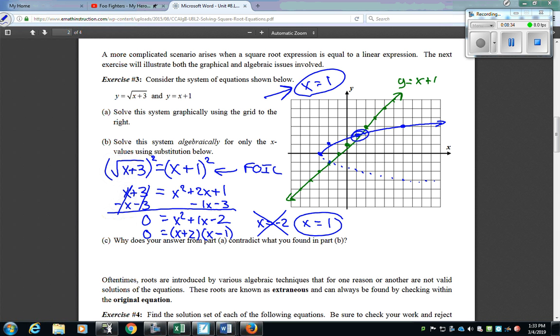So if you do see answers that have two, or see square root equations that have two answers, make sure you check both, because one of them may not be right. Okay?